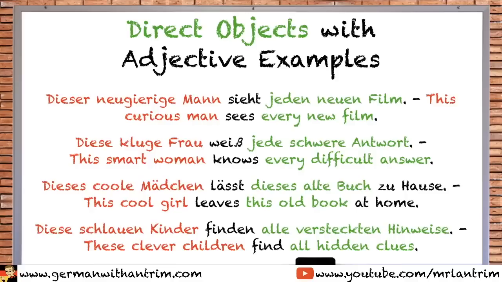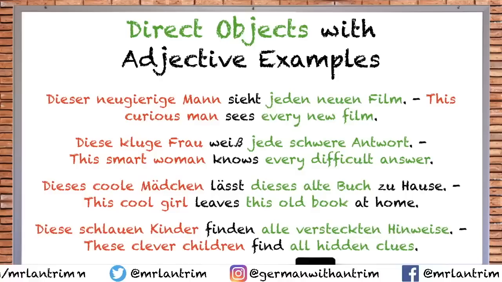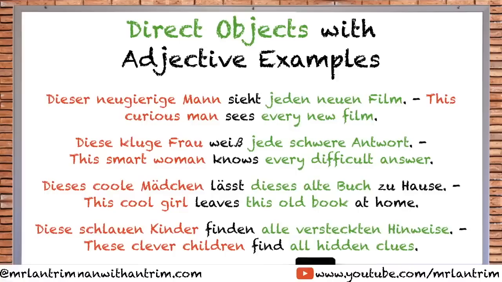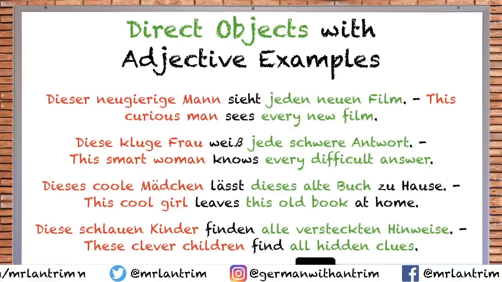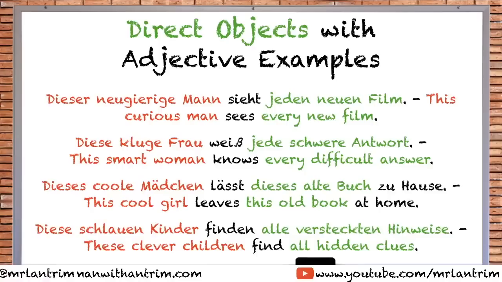Again, this curious man is the subject of the sentence. We have an ER at the end of this extra word that kind of acts like a definite article. And then we have an E at the end of the adjective because the gender of the noun was already identified through the dieser, which has an ER at the end. That already identified the gender of the noun, so we don't need to on the adjective. Same thing happens here for the accusative case. We have jeden neuen Film, the thing being seen. That's the direct object, accusative case. And we have an EN at the end of both of those for the masculine accusative form.